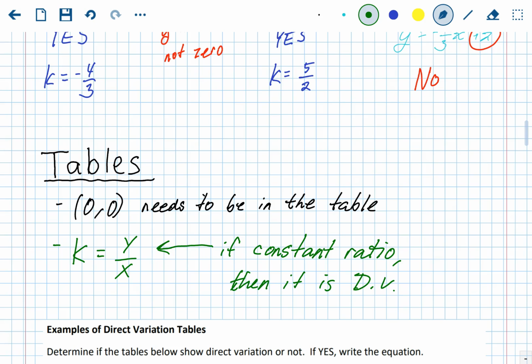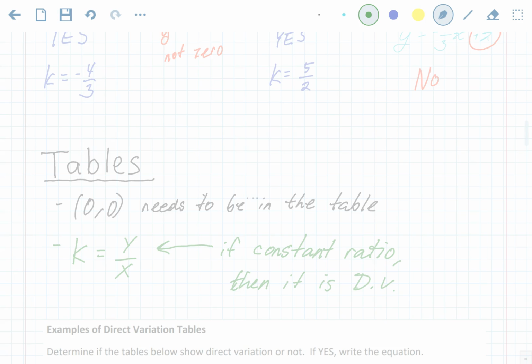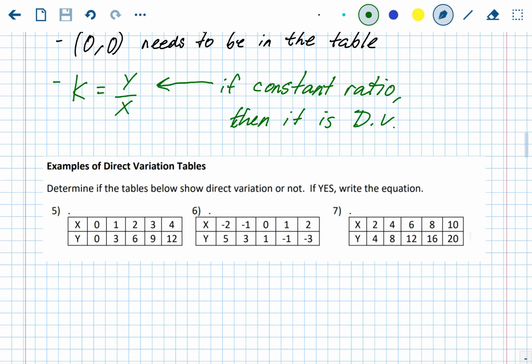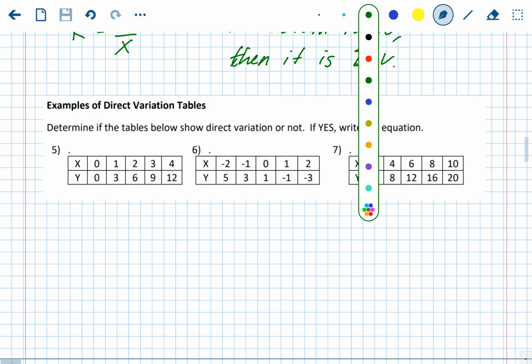So if you don't have 0, 0, and you can't figure out if it's going to be in there or not, just start dividing the y values by their x values. If you get the same value each time, the same ratio each time, then it is going to be direct variation. So let's look at some examples given the tables. All right, number 5, that first table. It's looking good so far because 0, 0 is the first point. Okay, so we know it's going through the origin.